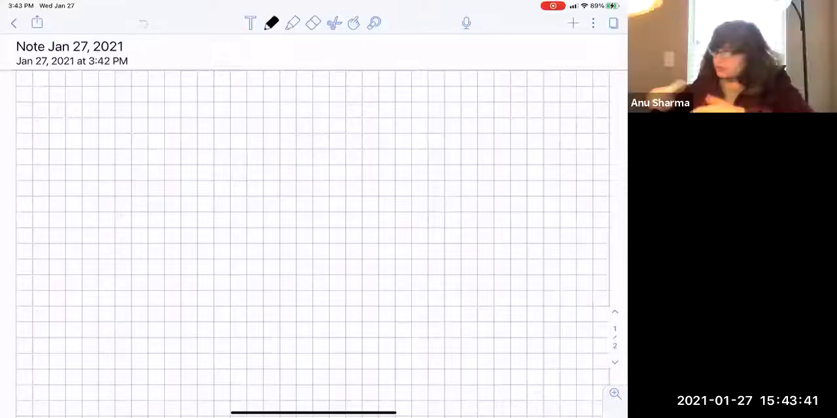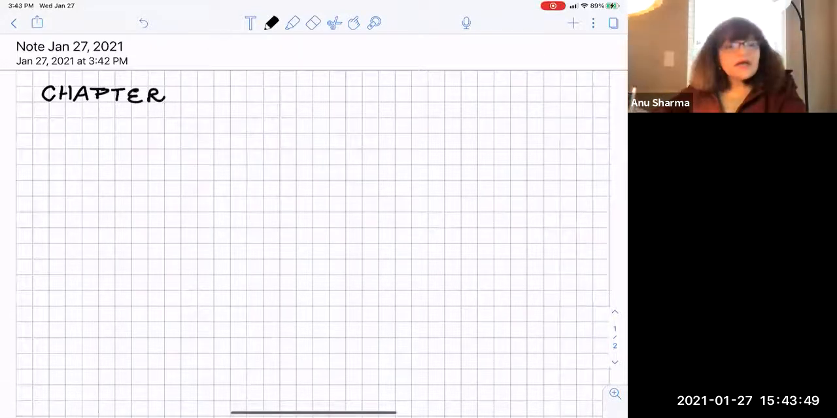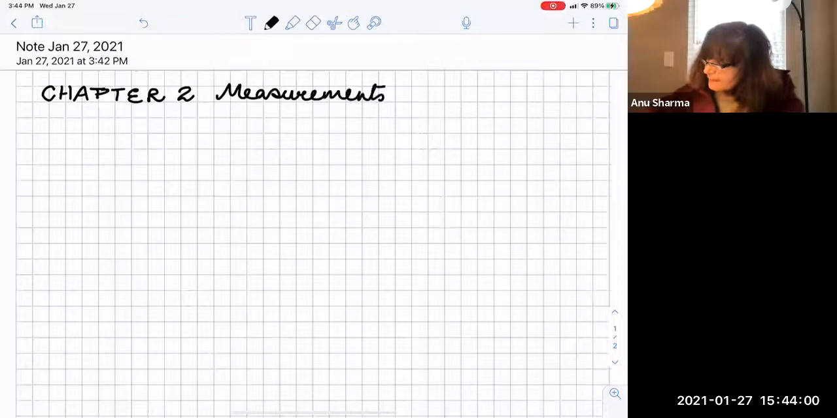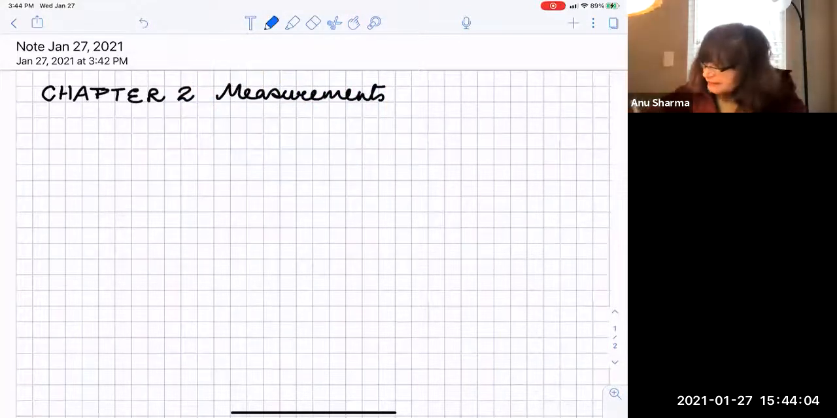Okay. All right. So here is your chapter 2, which is on measurements. Now, I need to ask you guys, in what context do you do the measurements? When I'm interested in measuring something, I just try to measure it and do calculations on it. Very good.